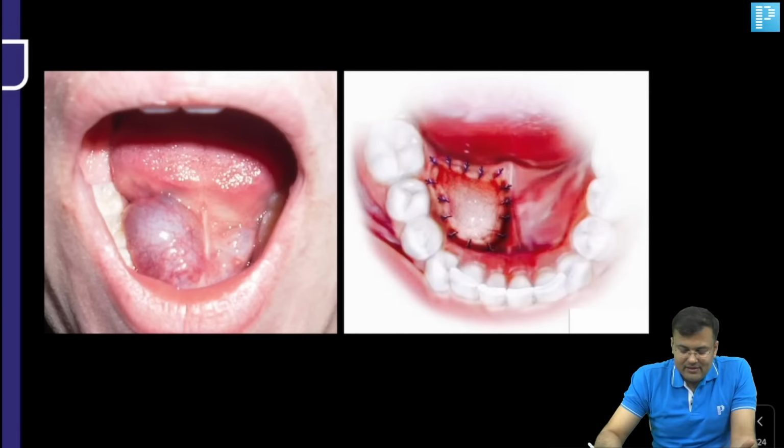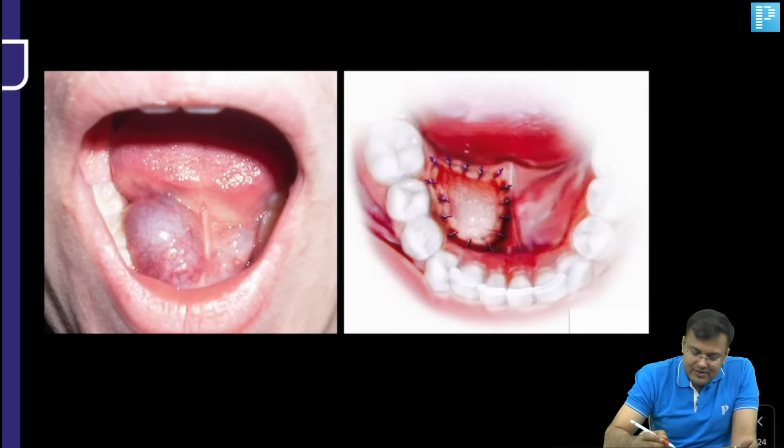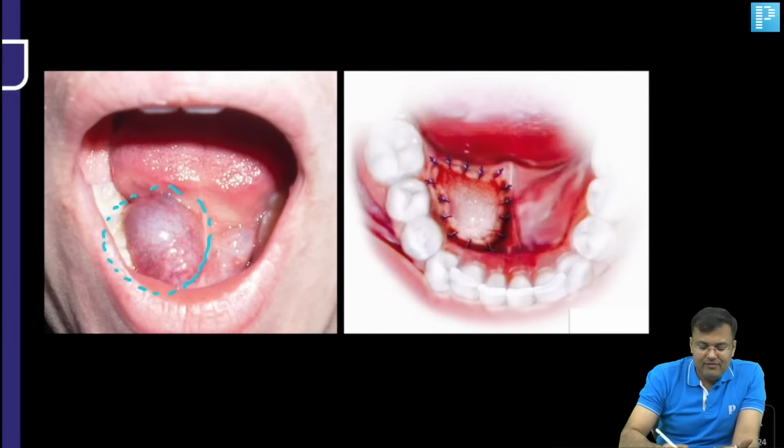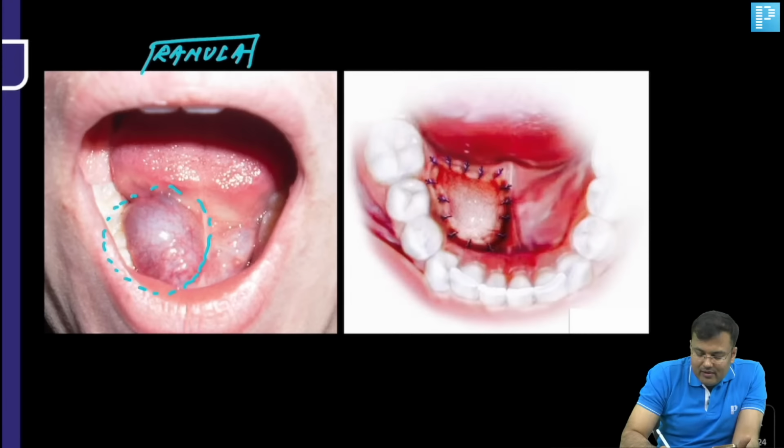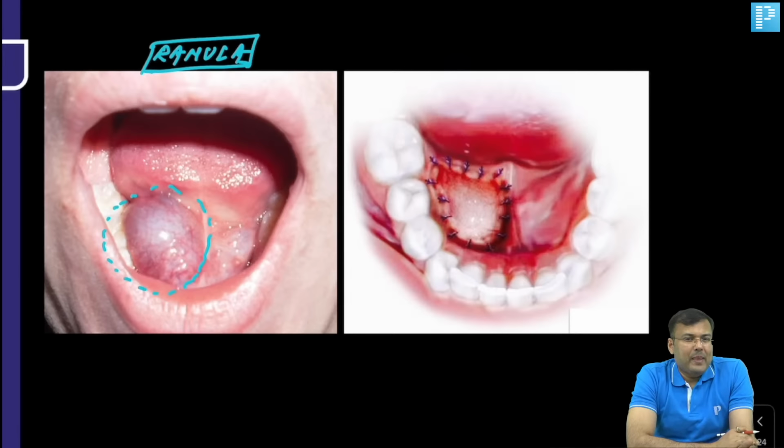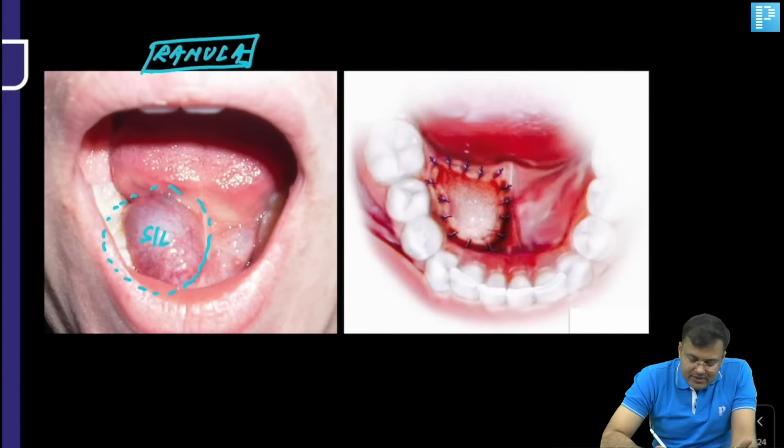Now, see the next one. Guys, tell me what is the name of this condition? Ranula. It resembles frog's belly, located just below tongue. Just below means below tongue. Sublingual, sub means below, lingual means tongue. Sublingual gland. So, arising from sublingual gland.